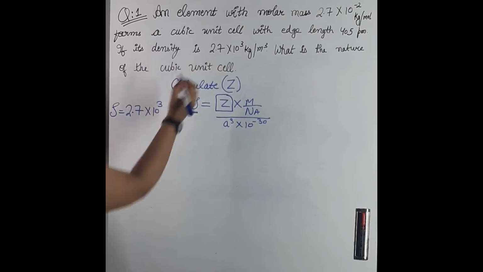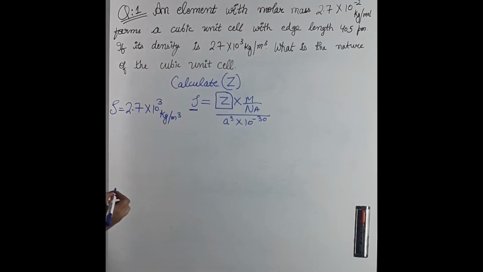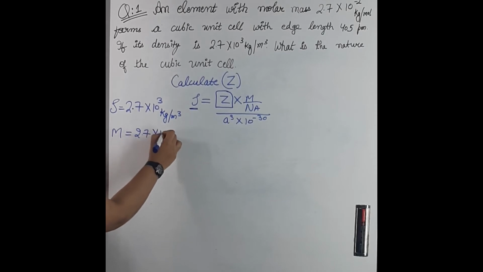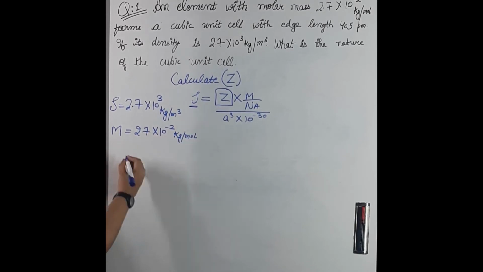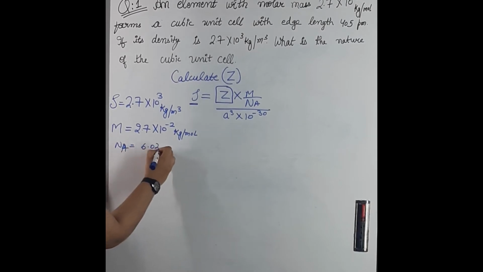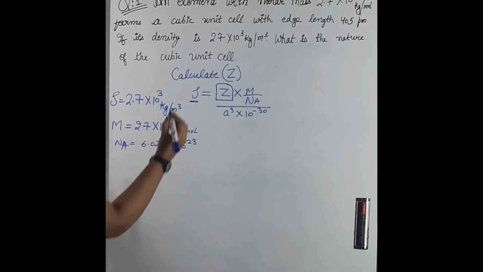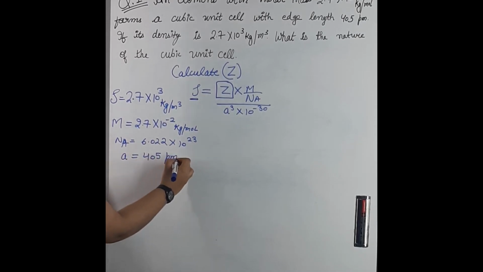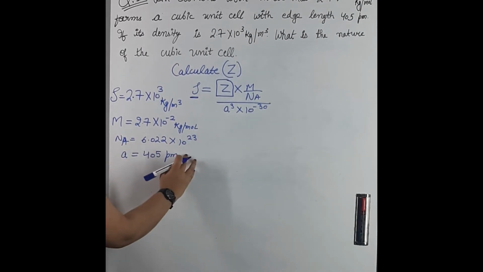So rho is equal to 2.7 into 10 raised to power 3 kg per meter cube, and here the value of m is equal to 2.7 into 10 raised to power minus 2, as given, kg per mole, and the value of Na we all know, that is 6.022 into 10 raised to power 23, and the value of edge length a is given as 405 picometer. It is equal to 405 into 10 raised to power minus 10 centimeter.